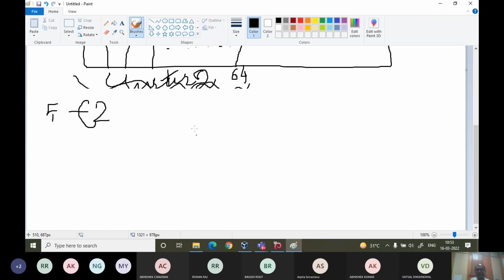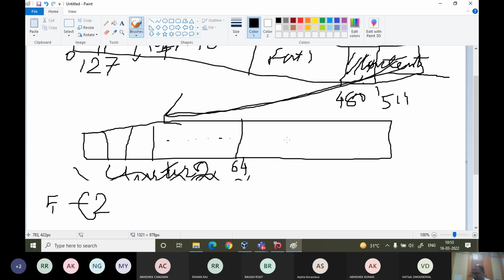That cluster can be at a consecutive place or somewhere else also. It doesn't matter. In a linked fashion, we can give it. So that's how we keep that information. It is given here, look.